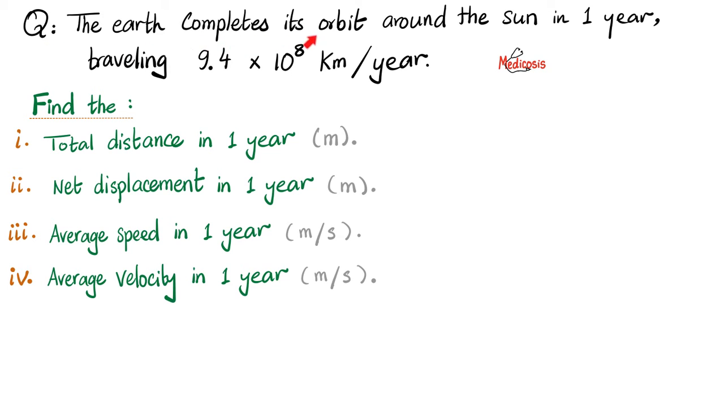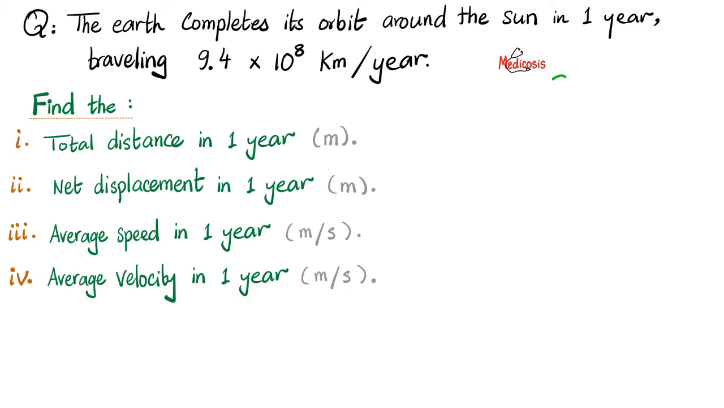Question. The Earth completes its orbit around the Sun in 1 year, traveling 9.4 times 10 raised to the 8th power kilometers per year. Please find the total distance in 1 year, net displacement in 1 year, average speed in 1 year, and average velocity in 1 year. Please pause. When in doubt, draw it out.